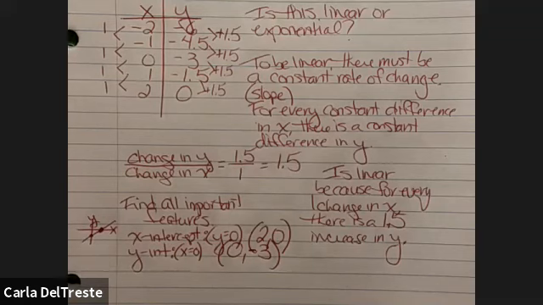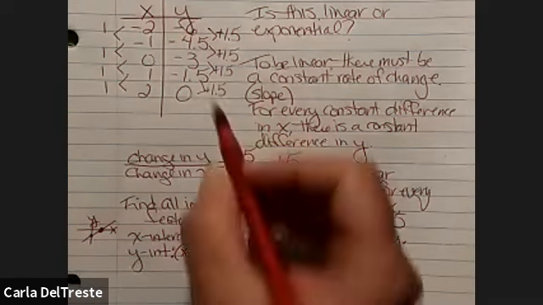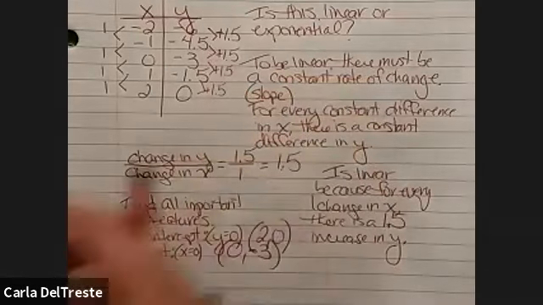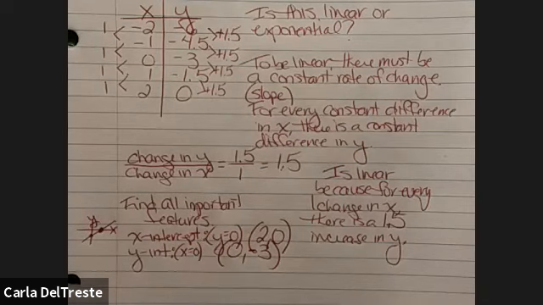Okay, so what do we know about this? We know if it's increasing or decreasing. It's increasing because the slope is positive. It's going up. We know what the slope is. We know the x-intercept and we know the y-intercept. So we have answered all the important features for this line. All right, moving on.